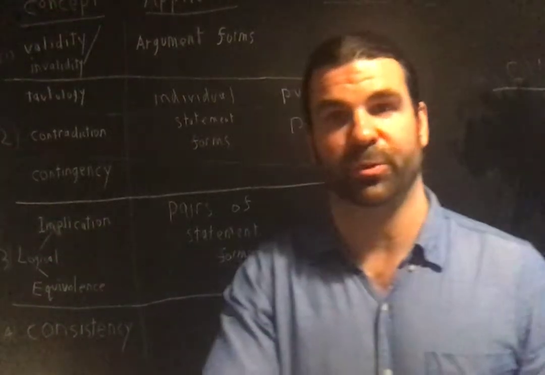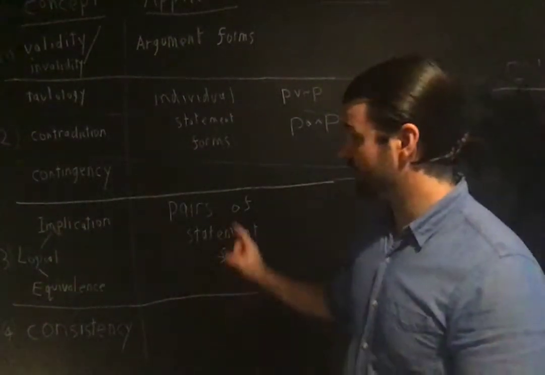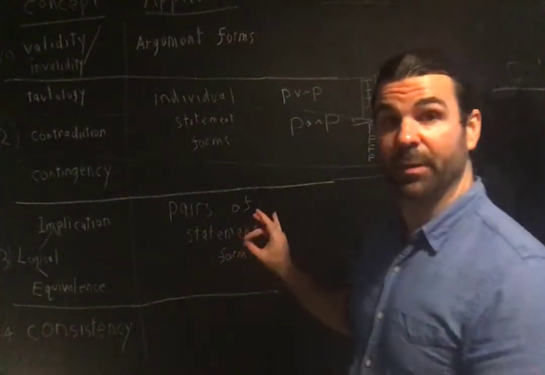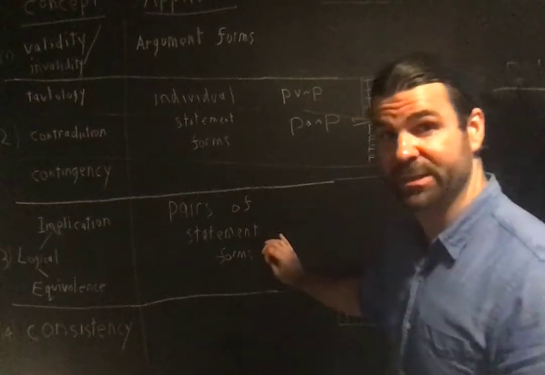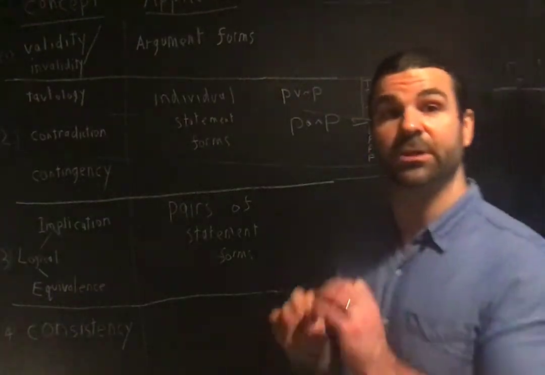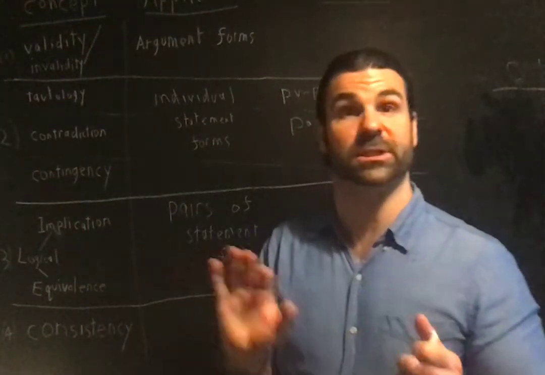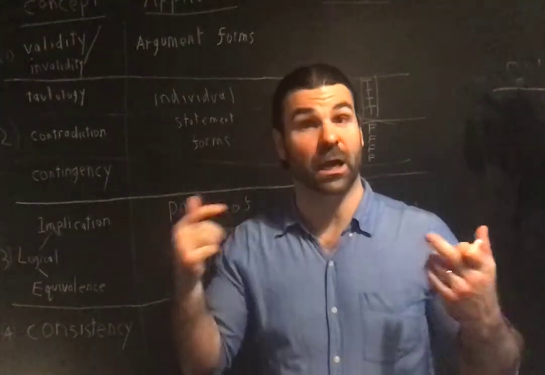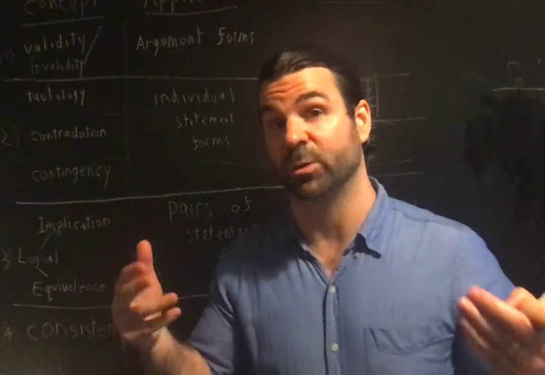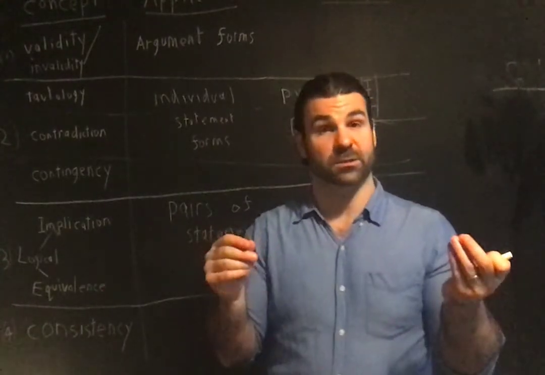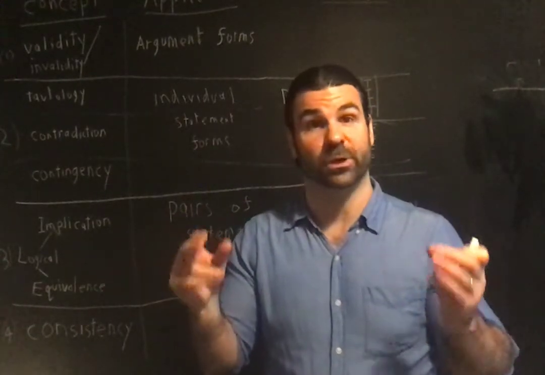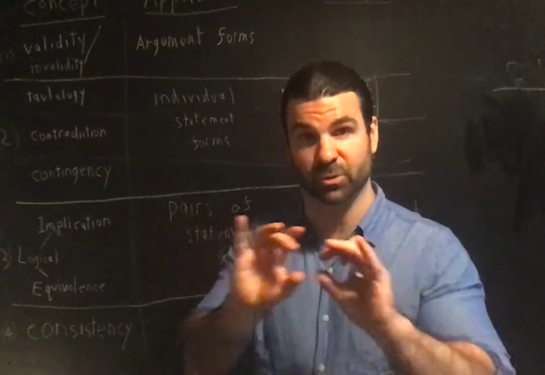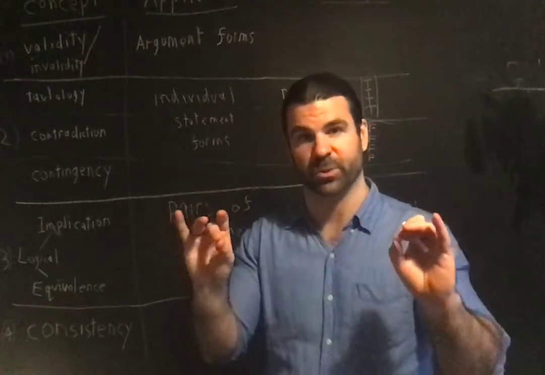Unit 6, Part 3, we've started talking about logical implication and logical equivalence. They apply, in the first instance, to pairs of statement forms, okay? It's a relation between statement forms that does or does not hold. Two statement forms are logically equivalent or not logically equivalent. One statement form does logically imply another statement form, or it does not, okay? So first thing, they apply to pairs of statements. It's a relation between statements.